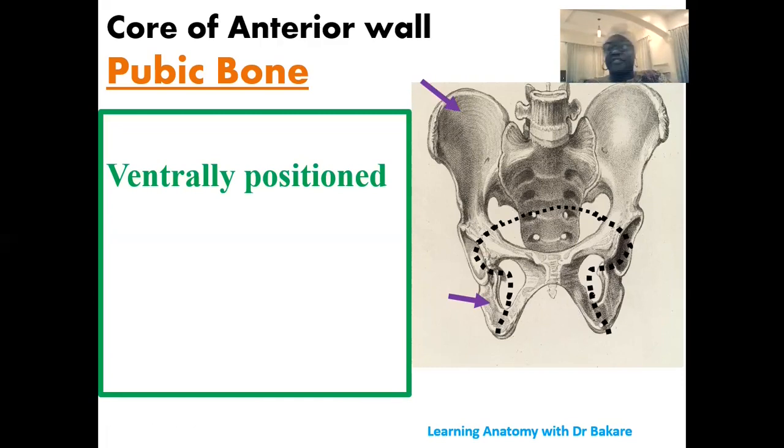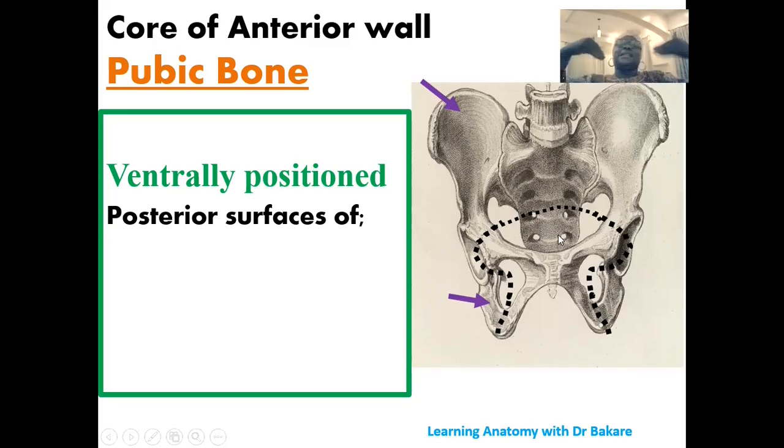So let's drive further to see the different subregions and also how they are related to the anterior wall of the pelvic cavity. So we have the posterior surface of the different subregions of the pubic bone contributing to the formation of the anterior wall of the pelvic cavity. This is the pelvic cavity, and of course, it's the surfaces located behind it that will be forming the anterior wall of the pelvic cavity.